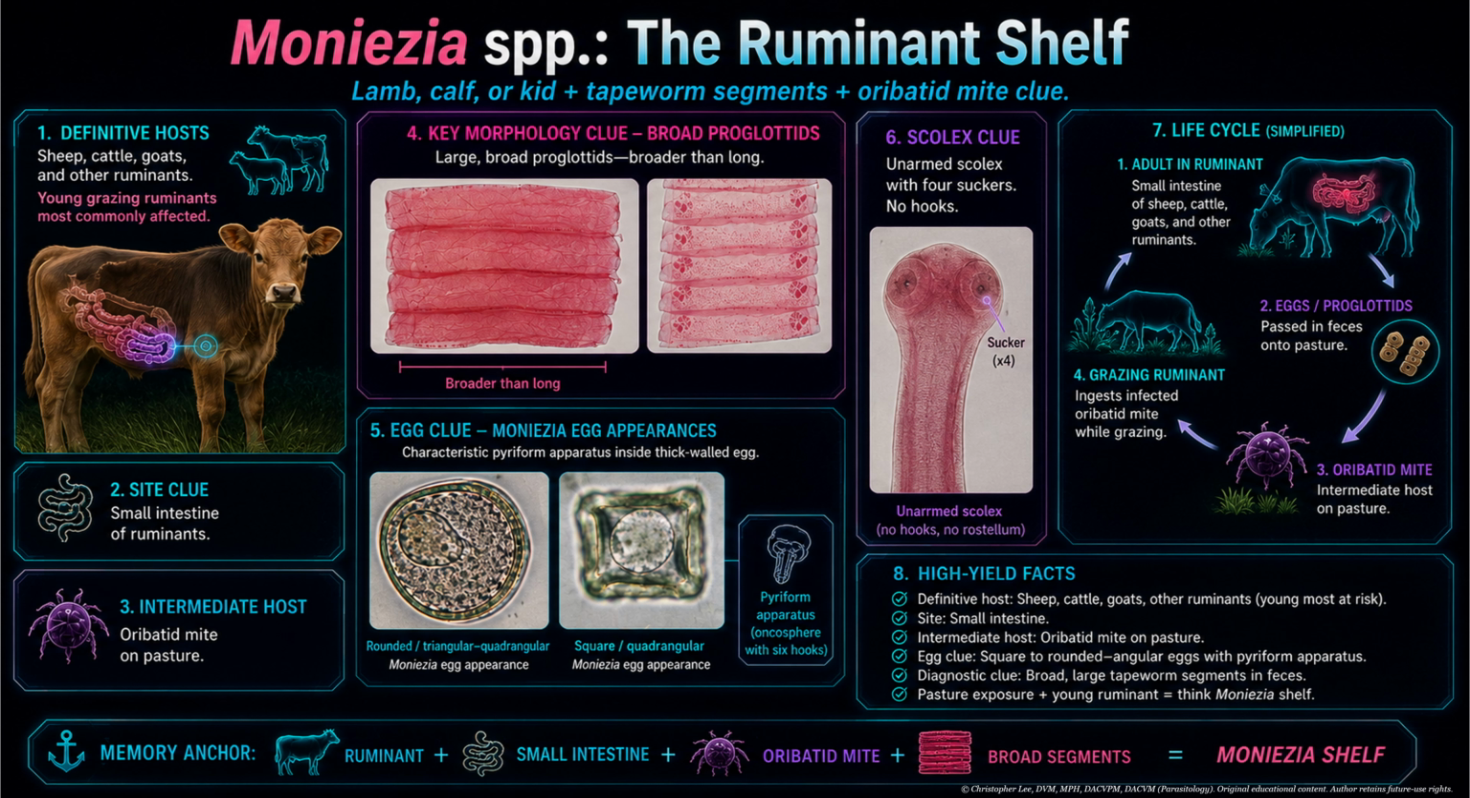These features identify the general Moniezia pattern, but species-level identification may also use the host, egg shape, proglottid morphology, and arrangement of interproglottid glands. Other ruminant tapeworms can look similar, so one clue should not carry the entire diagnosis. Most Moniezia infections are mild, although heavy burdens in young animals can contribute to intestinal disease or poor health. So remember, young ruminant, small intestine, oribatid mite, broad proglottids, and angular eggs with a piriform apparatus.